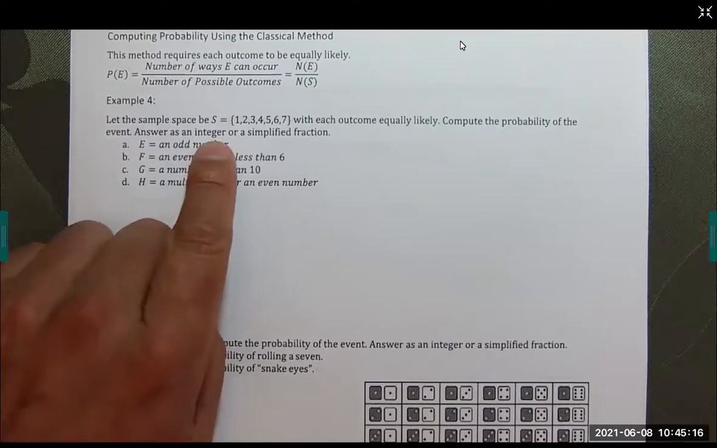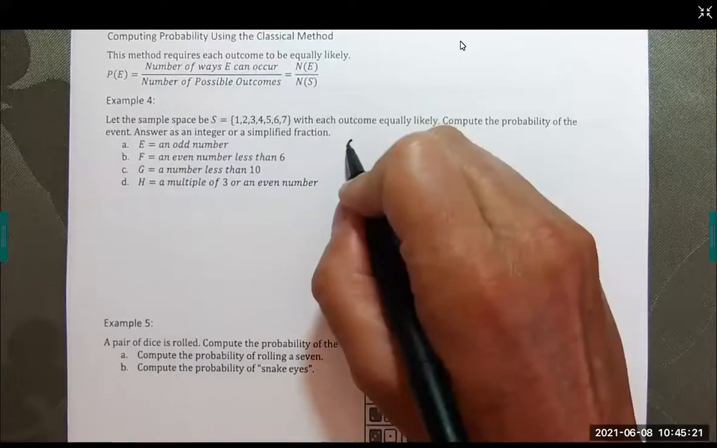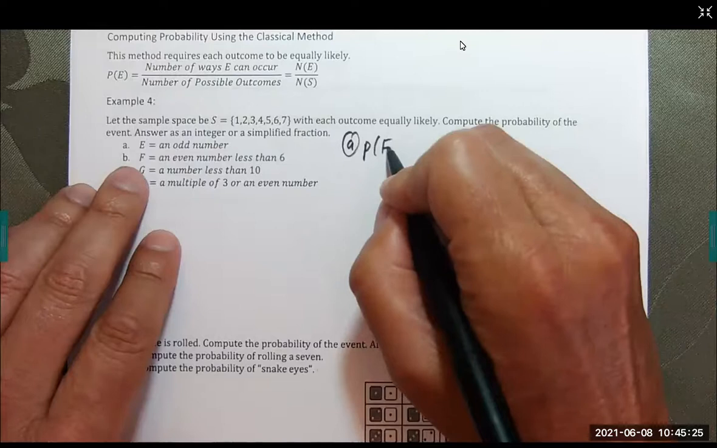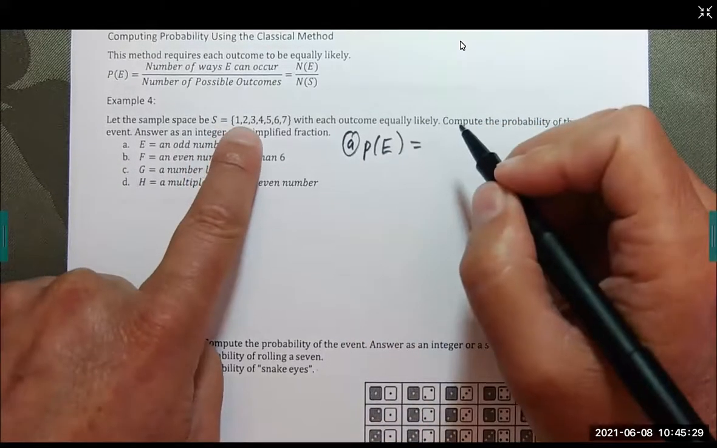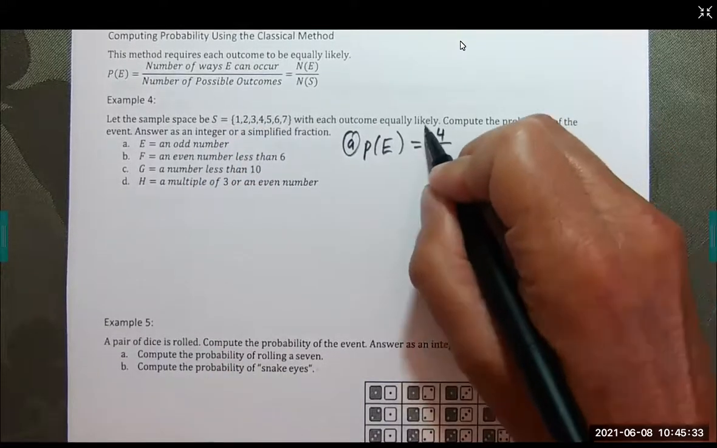So in this case, they're prescriptive. They're telling us how to do this. Let's start with part A. Probability of event E, which is defined here, an odd number. Numbers are there. There's 1, 2, 3, 4 odd numbers out of the 7.